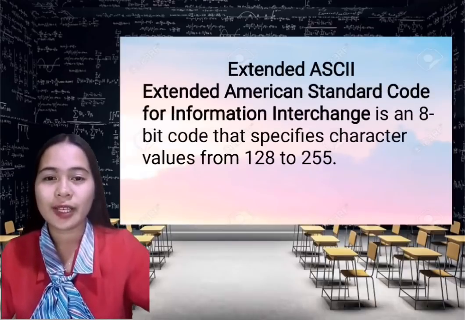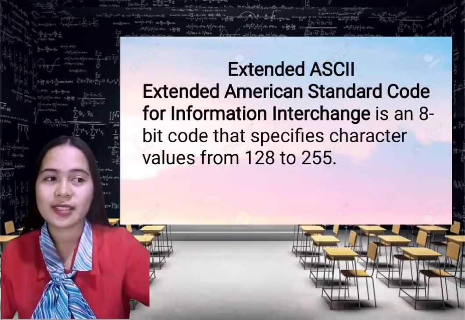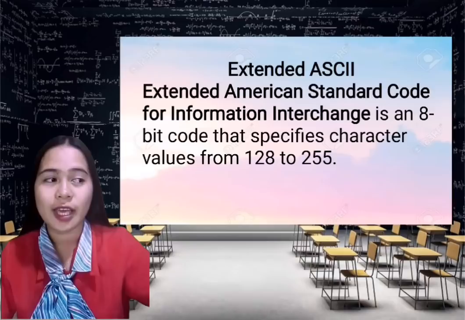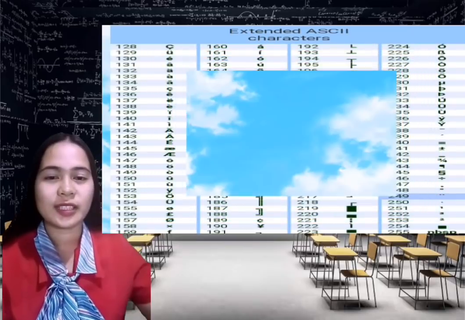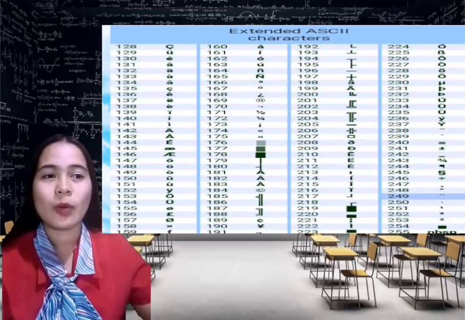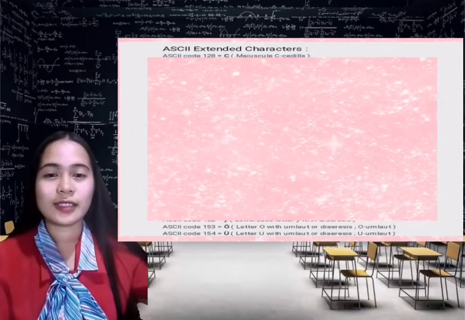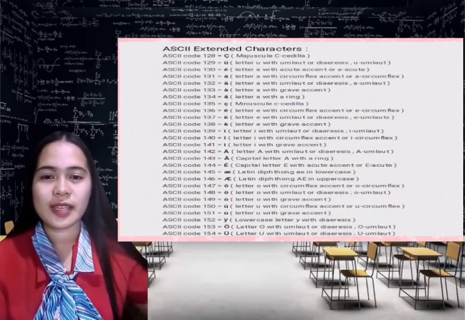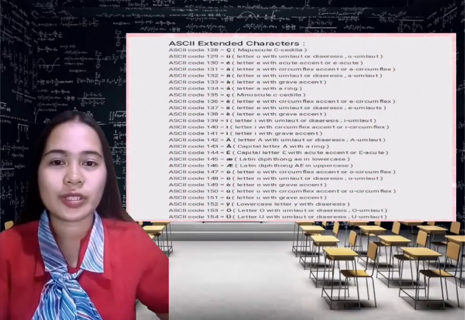The third popular text code system is the extended ASCII, or the Extended American Standard Code for Information Interchange, an 8-bit code that specifies character values from 128 to 255. This is the tabular column for the extended ASCII characters with 128 to 255 characters and codes. This is the description of the extended ASCII characters, letters, symbols, and signs. We'll just read some of it.